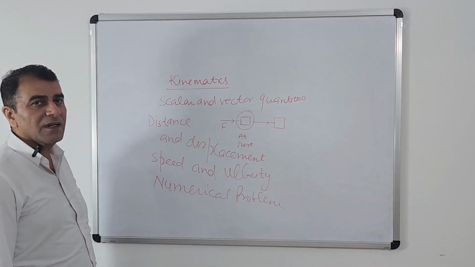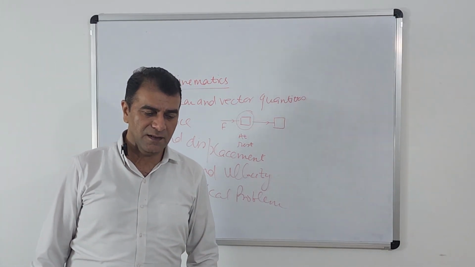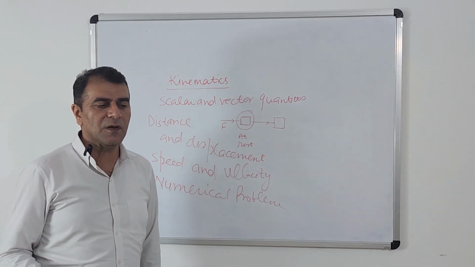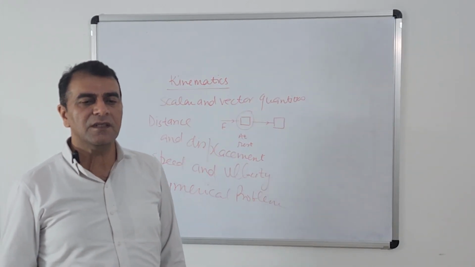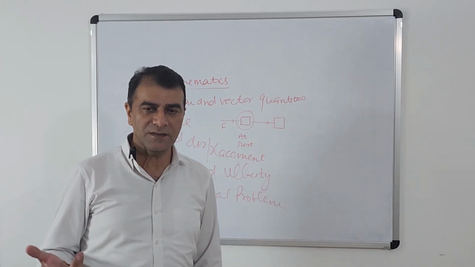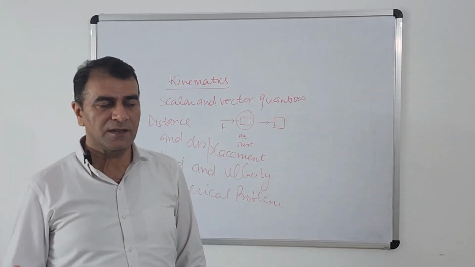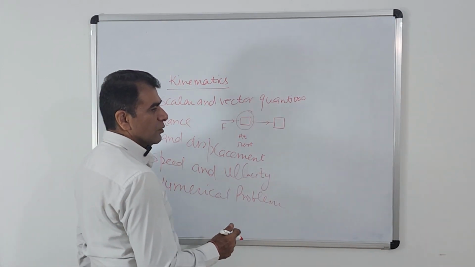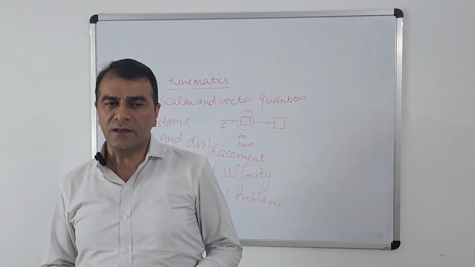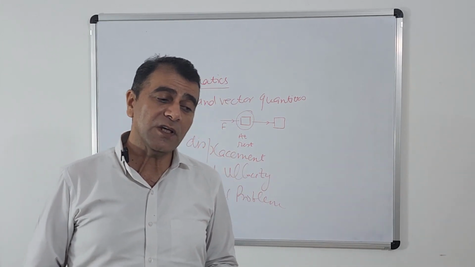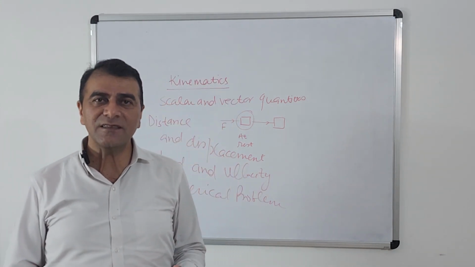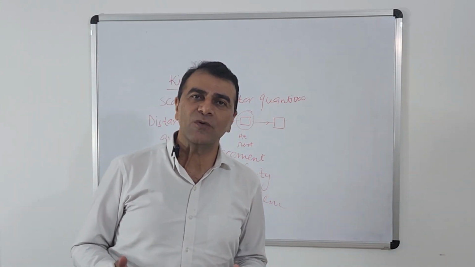So what are scalar and vector quantities? Physical quantities you might be knowing. What is a physical quantity? Any quantity which can be measured in a particular unit is a physical quantity. Like if you go to a shopkeeper and you want to buy sugar, what will you say? Will you say, give me 2 liters of sugar? No. You will say, please give me 1 kilogram of sugar.